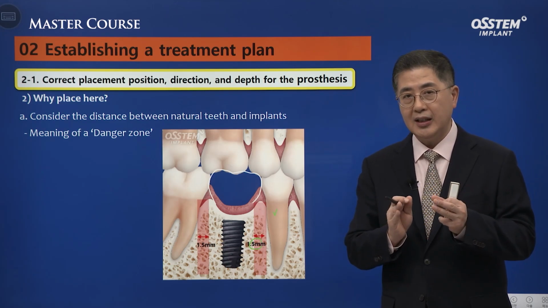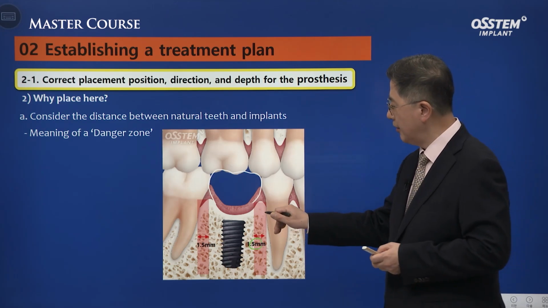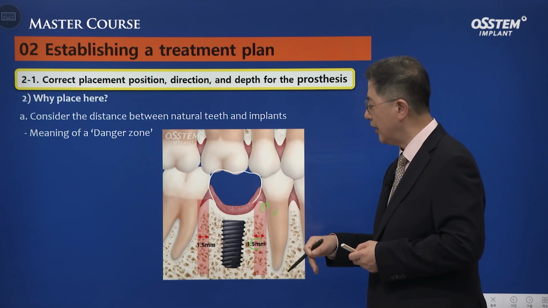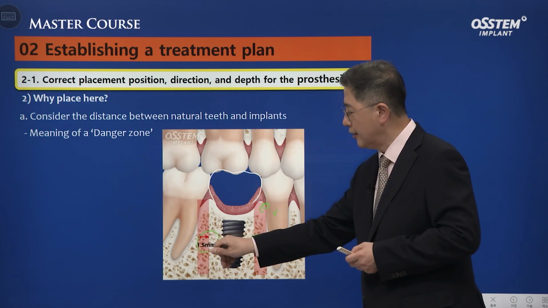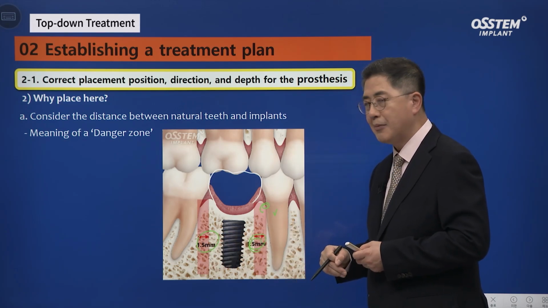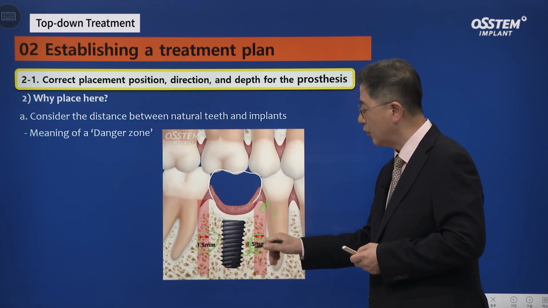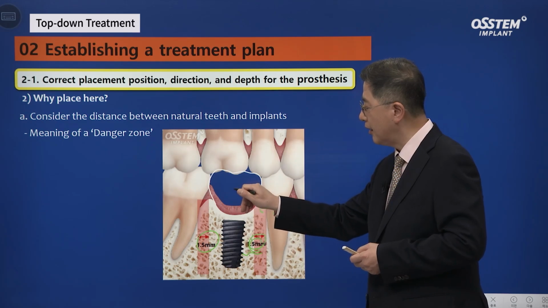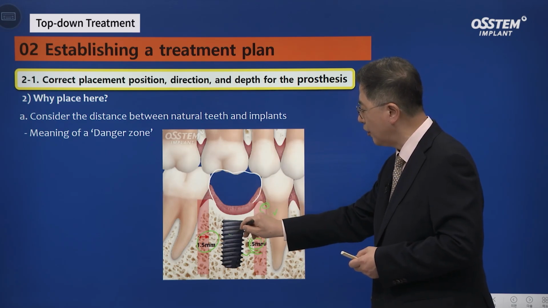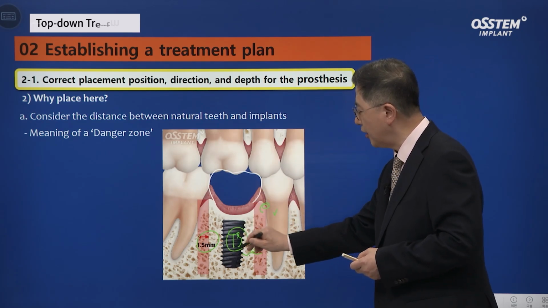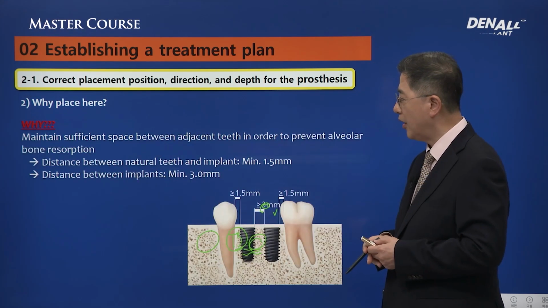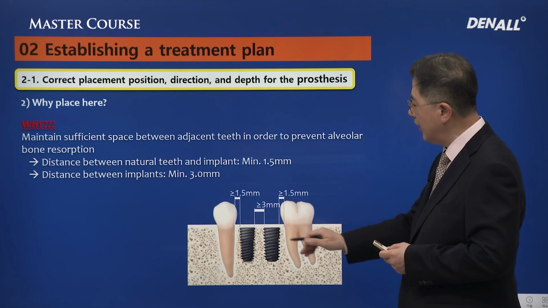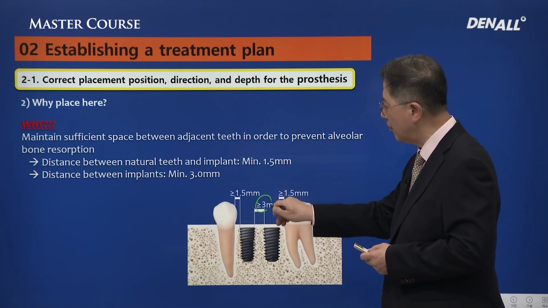If the implant is closer to the natural tooth than 1.5 millimeters, then the bone around the natural teeth can be resorbed. However, if inevitable, in the case of TS implant, even if it invades this space, you can still get good results because it's not external implant. It will be fine. In general, there needs to be 3 millimeters in between implants.